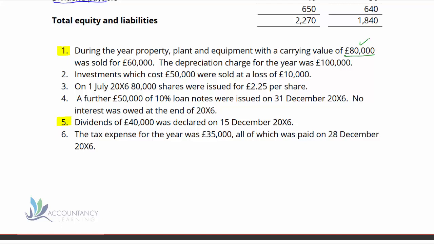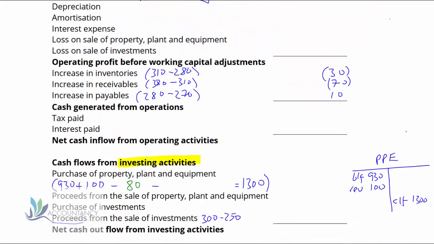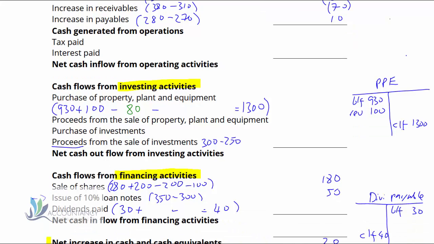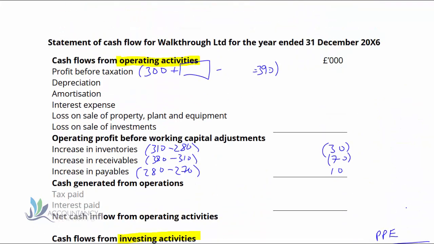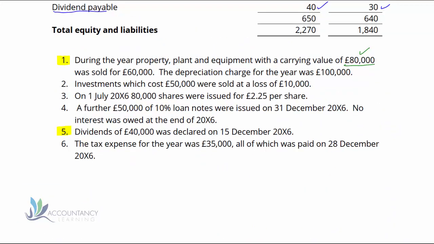We're also told we sold it for 60,000. So that's cash, the proceeds from the sale of this asset. So that can go straight into our investing activity section. So we have the proceeds from the sale of property, plant and equipment, and we sold it for 60. So we've used that number once, but both of these numbers, the 60 and the 80, need to be used somewhere else as well. If we had the assets that were worth 80 and we sold them for 60, we can see that we've made a loss on the sale of those assets.